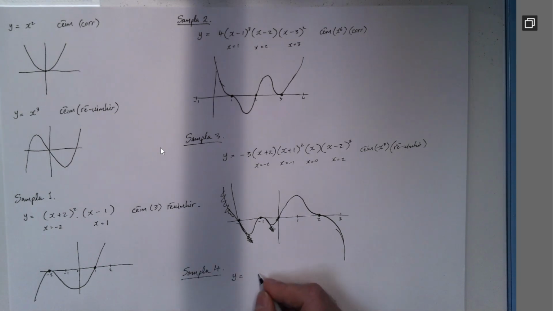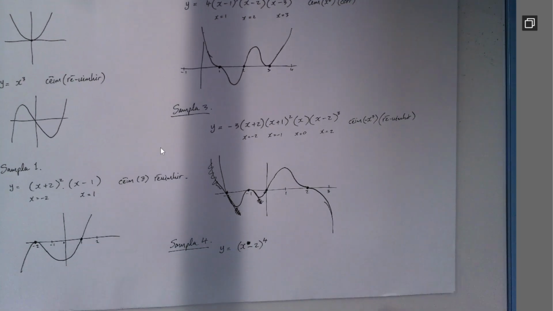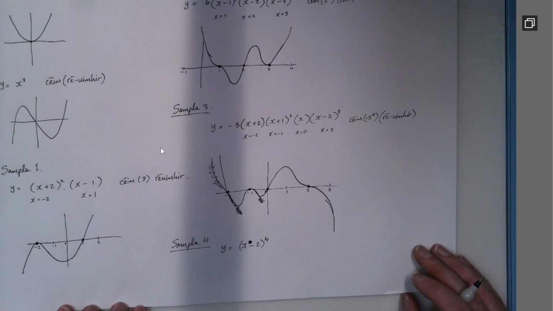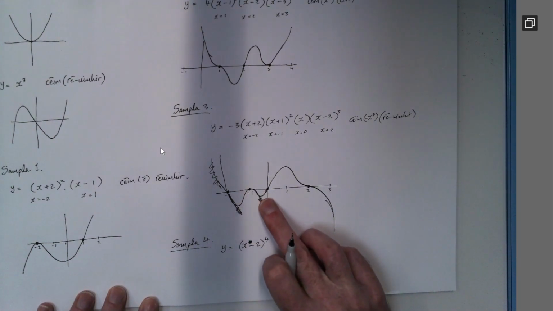y equals x to the power of 4, or (x minus 2) to the power of 4. Graph it. Now, make it to the power of 4. That means it has 4 identical roots: (x minus 2)(x minus 2)(x minus 2)(x minus 2). Four identical roots. Twin roots, we curve and we touch.